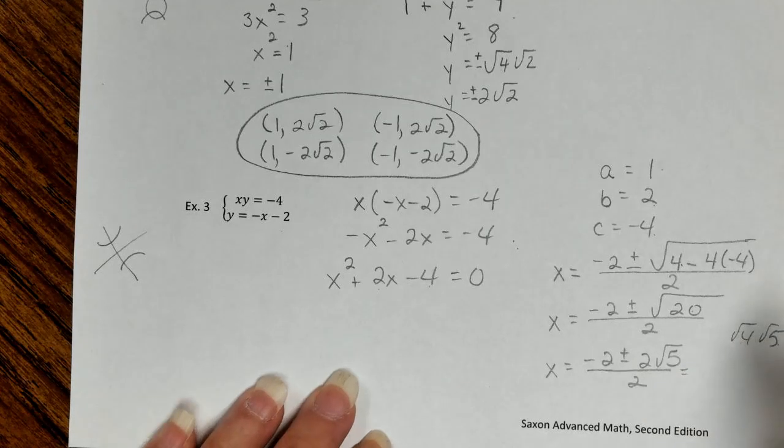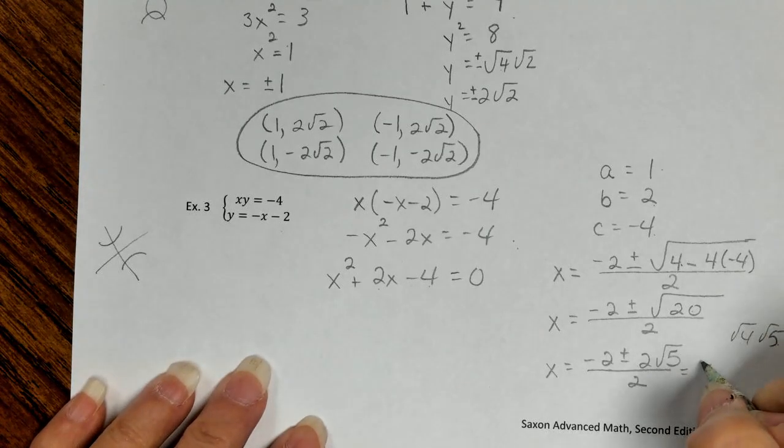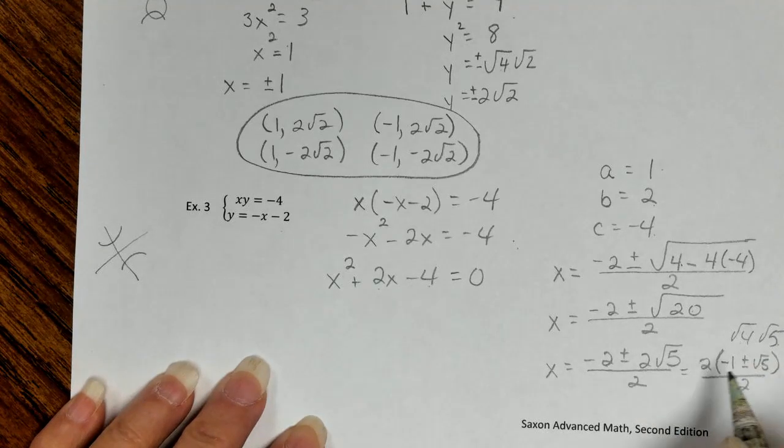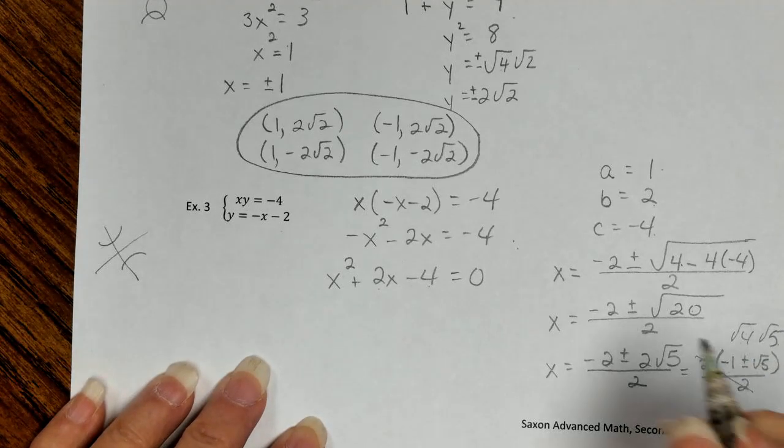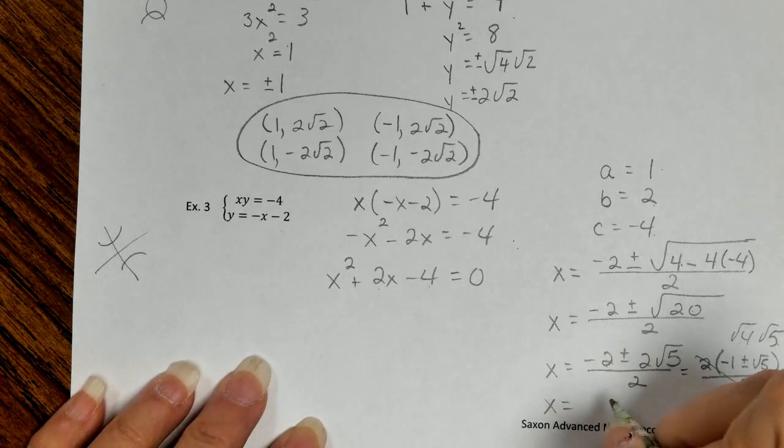And here you could factor a 2 out of the numerator and reduce. So we'd have 2 times negative 1 plus or minus root 5 all over 2. Okay, so those 2's cancel. X is negative 1 plus root 5 or negative 1 minus root 5? Negative 1 plus or minus root 5.